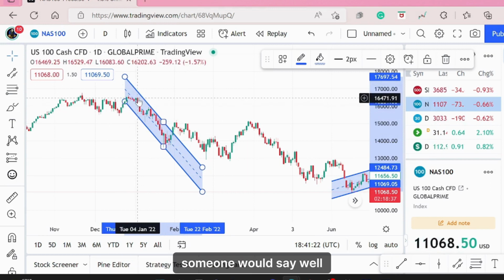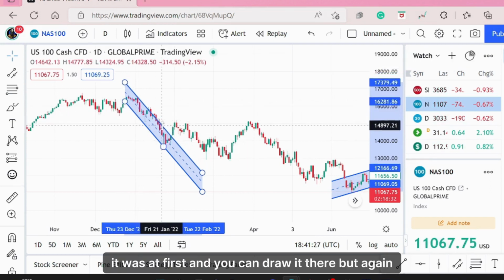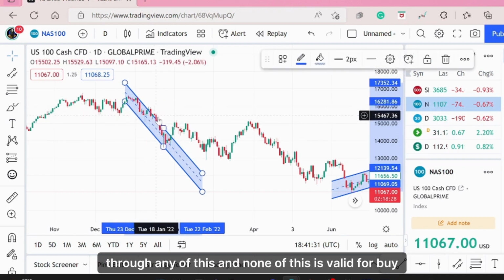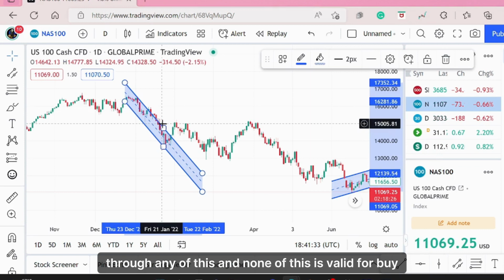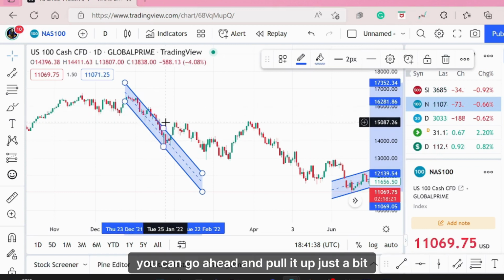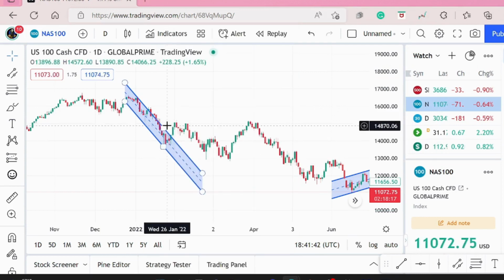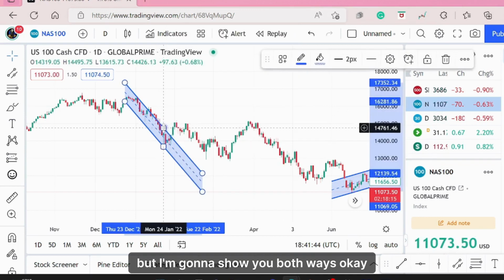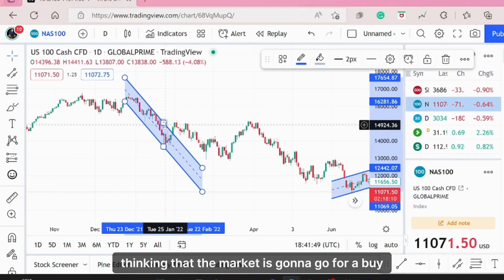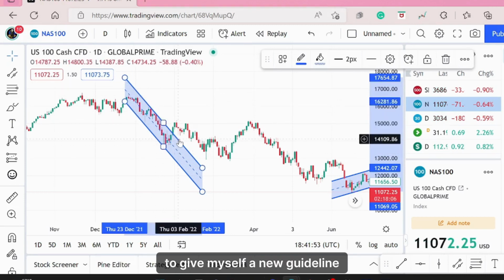Now someone will say, well, that was the highest point at first, and you're right, it was at first, and you can draw it there. But again, if you don't see a breakout, retest, follow through, none of this is valid for a buy. And whenever you do start to see it push out that way, you can pull it up just a bit to give yourself a new guideline. I'm going to show you both ways. Let's say you want to pull it out because you're saying, I don't want to get faked out, thinking that the market is going to go for a buy. So I'm just going to pull it up to give myself a new guideline.